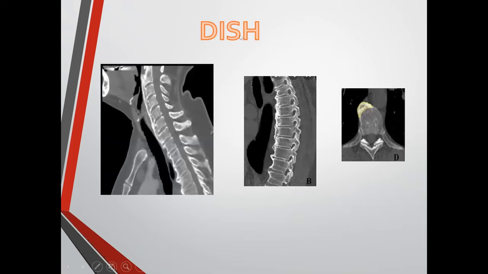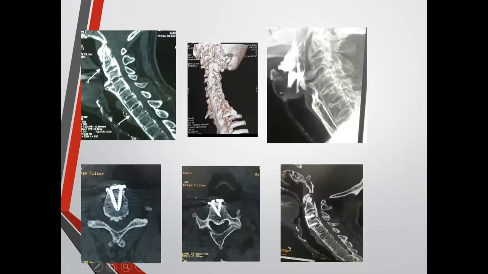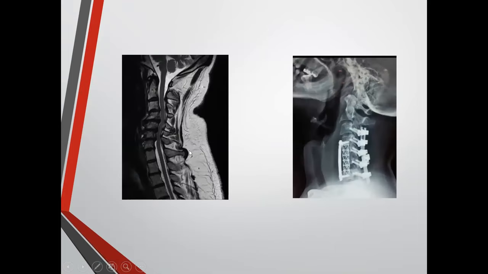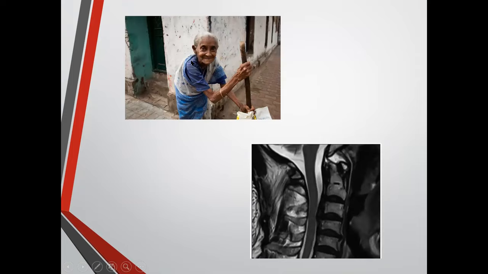Sometimes you get confused with DISH. This is an example of a patient who looks like OPLL, but was a very interesting patient having difficulty to swallow, and we had to decompress and put a bone graft. This can mimic OPLL, but it is not OPLL. Anterior surgery and posterior surgery probably is required in some cases, but there are some patients who are best left alone. Thank you, my dear friends.